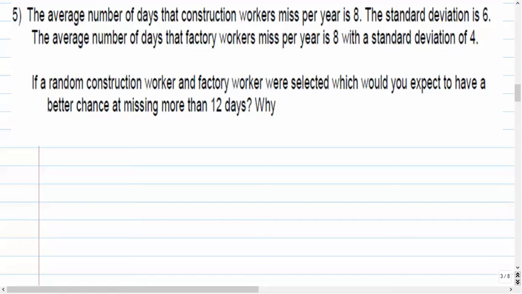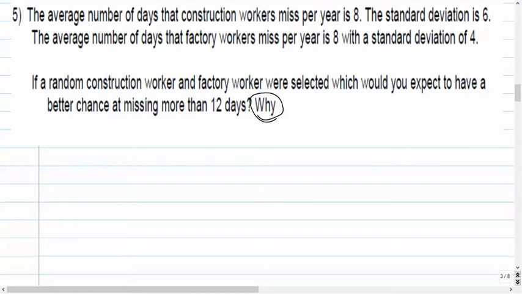All right, the average number of days that a construction worker misses is 8. Their standard deviation is 6. The average number of days that a factory worker misses is 8. And their standard deviation is 4. And if a random construction worker and a factory worker were to be selected, which one would you expect to have a better chance at missing more than 12 days? So you have to argue why you chose that particular individual.